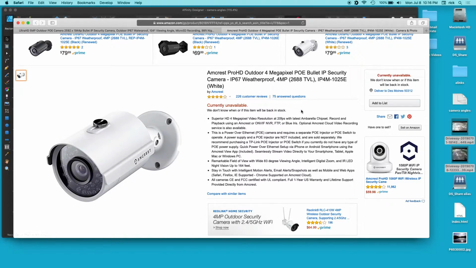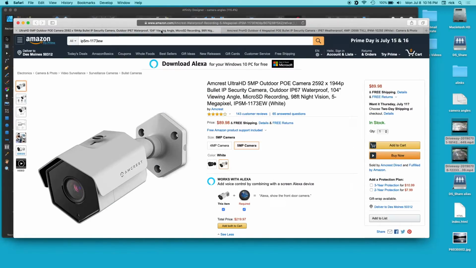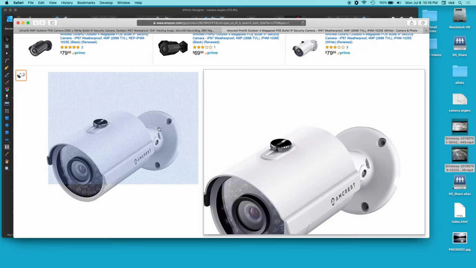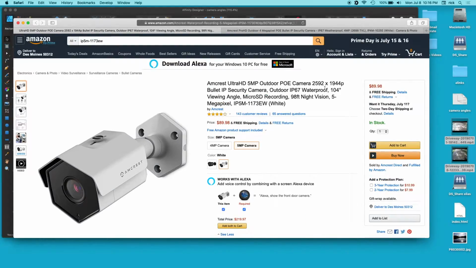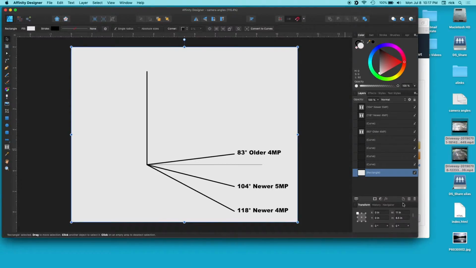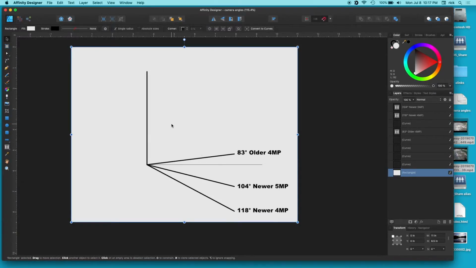So the thing I want to talk about here is the width, the degrees of these, the viewing angle of these two cameras. I originally had this 4 megapixel camera pointing at my driveway, and this has an 83-degree viewing angle. It's right down here. It's kind of hard to see, but it's 83 degrees. Then I swapped it out for this, which has a 104-degree viewing angle. So I drew a little diagram here to show you the difference. We have 83, which is what it was, and now it's 104.